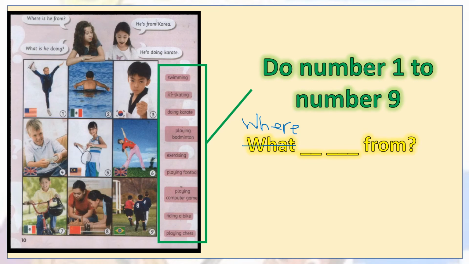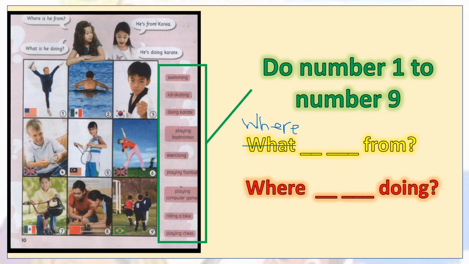Okay, and then the second one. The second one is supposed to be what? I've made a mistake here. So the second one should be "what," W-H-A-T. Sorry for the mistake. Okay, so this one is supposed to be here, and "where" is supposed to be up here. Exchange it. So the first one should be "where the from," and the second one, "what the doing." Okay, so ask the question and answer it. I want you to do it from number 1 to number 9.